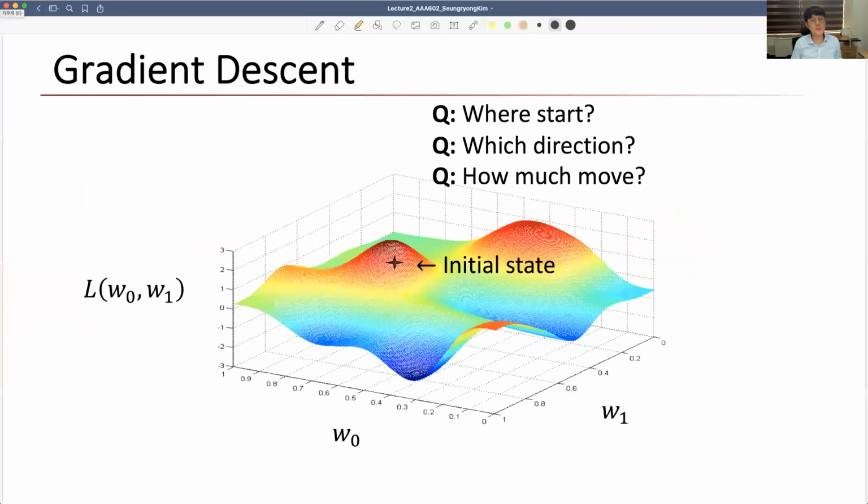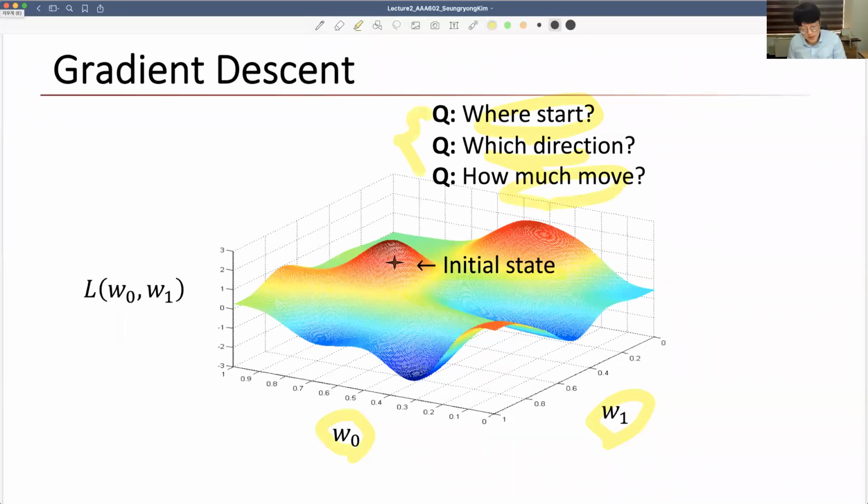So let's see the example. Here we have a loss function again with respect to W0 and W1. And let's say we start from this initial state, right? Then there are going to be three kinds of questions. The first one is, where do we start? The second question is, which direction should we move? The third question is, how much do we move?